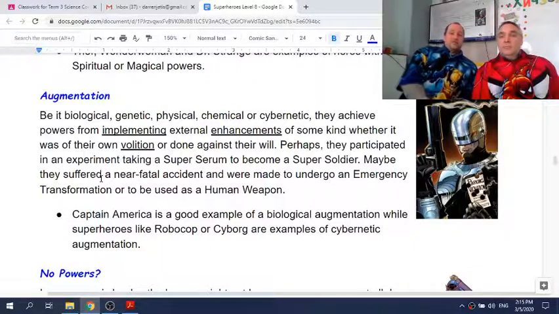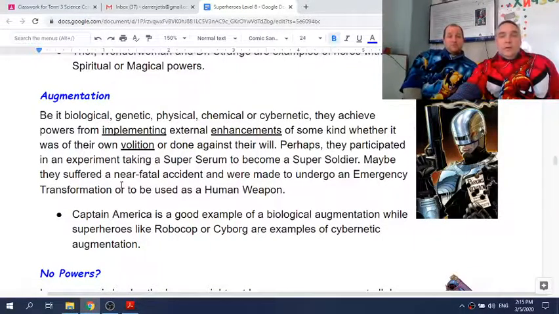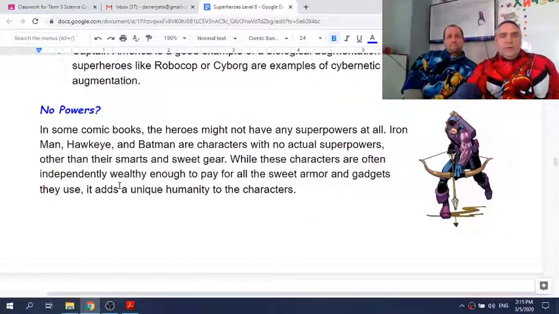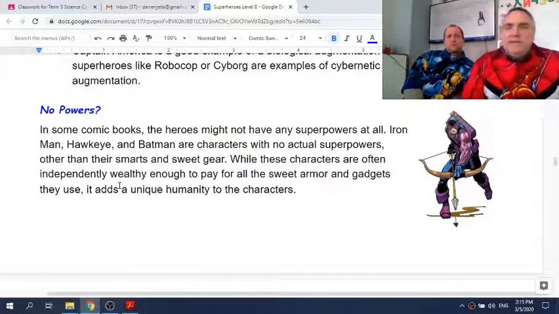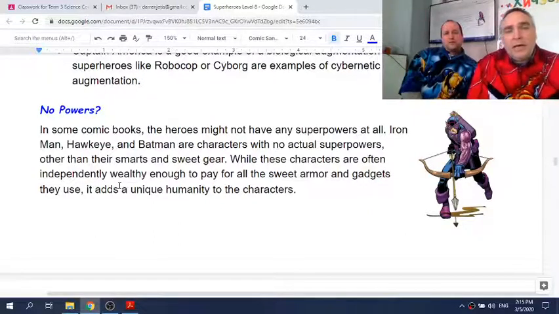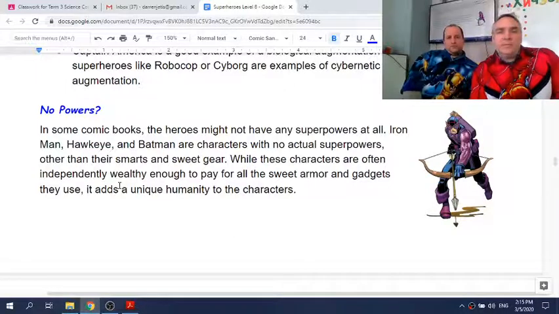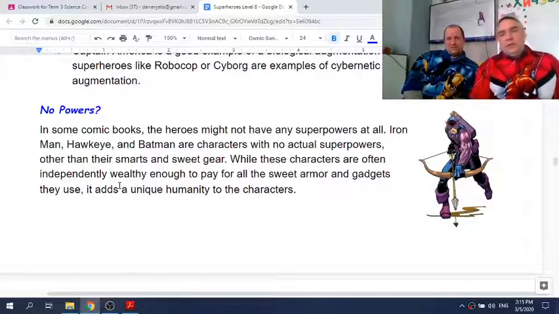Now, our last type of superhero just has no powers at all, really. In some comic books, the heroes might not have any superpowers at all. Iron Man, Hawkeye, and Batman are characters with no actual superpowers, other than their smarts and sweet gear. While these characters are often independently wealthy enough to pay for all the sweet armor and gadgets they use, it adds a unique humanity to the characters.